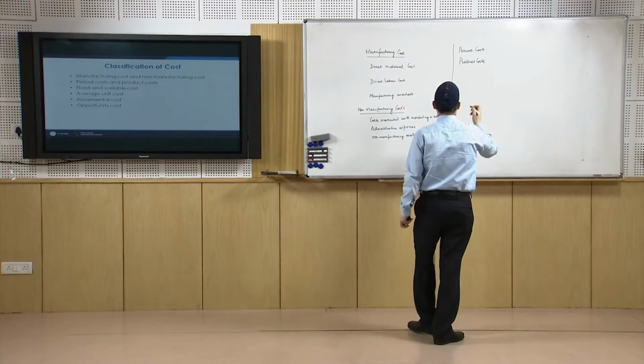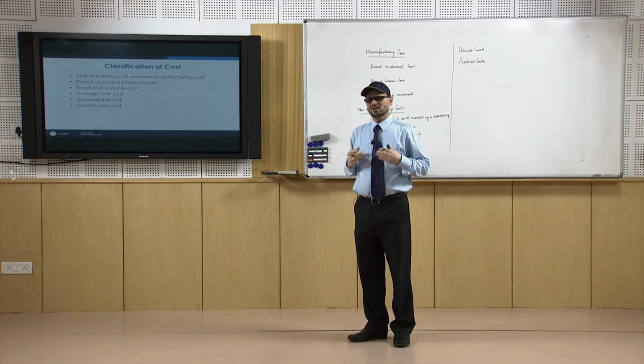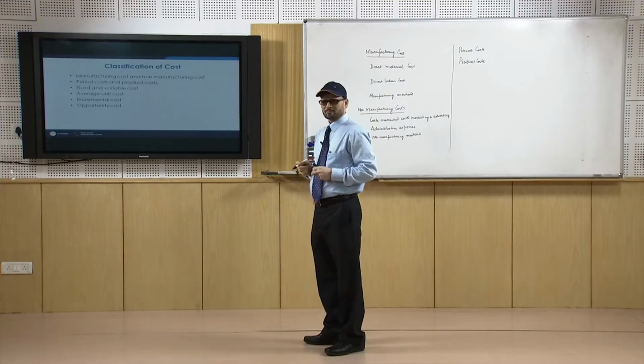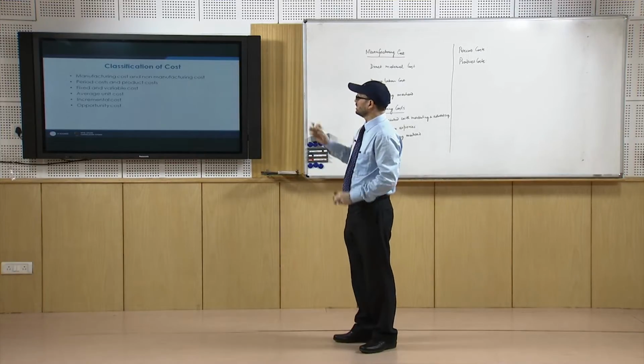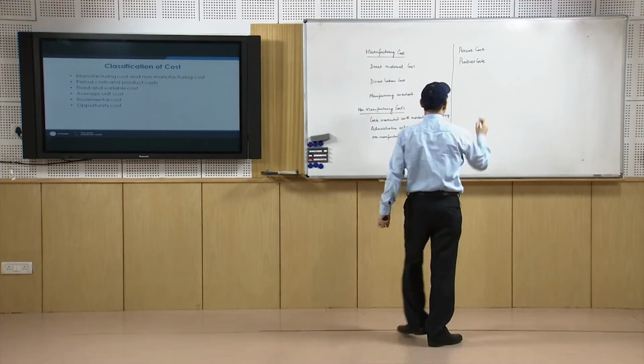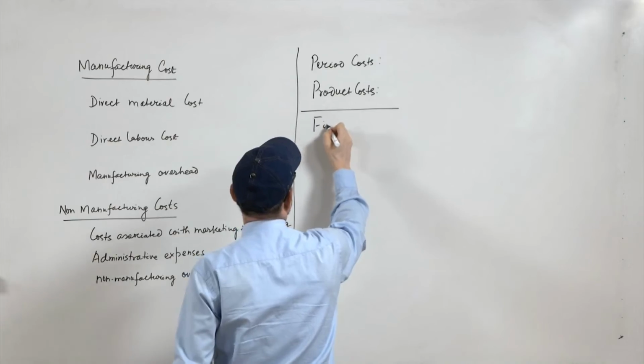Now, let us see the behavior of some of the costs. On the basis of cost behavior, there are costs known as fixed cost and variable cost. So, let us see fixed cost and variable cost.